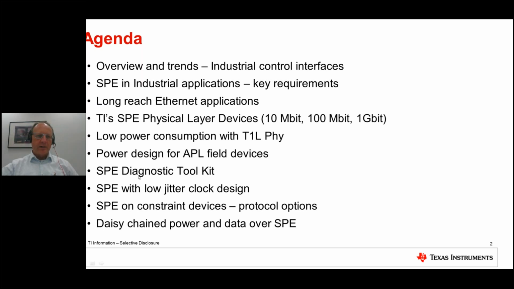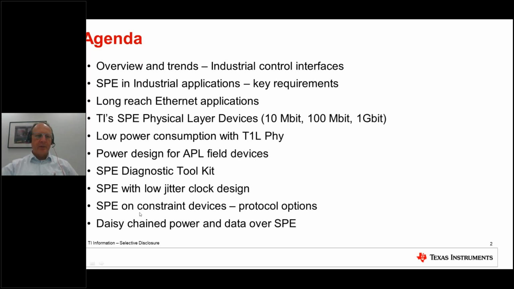We had discussions on APL and SPE differences, and here is an example of a power design for APL devices. Then we go into the diagnostics capability of the Ethernet physical layers. When you put single pair Ethernet into high performance applications, then it's also a matter of jitter and latency, and the clock design associated with single pair Ethernet is then relevant.